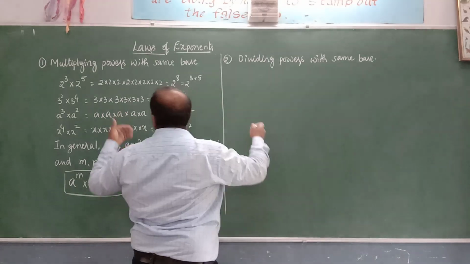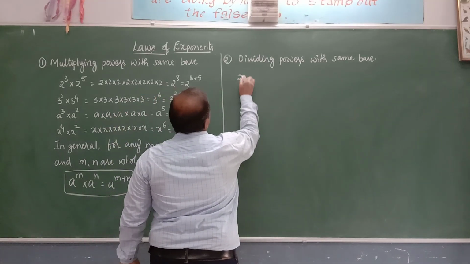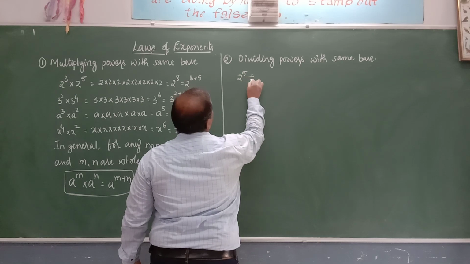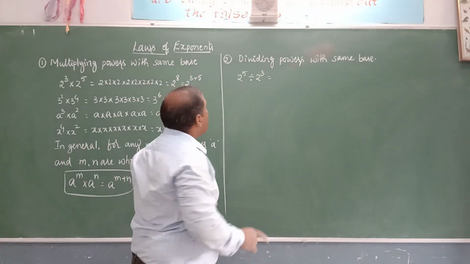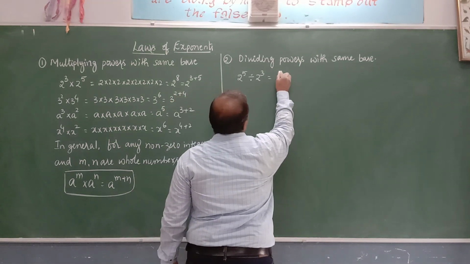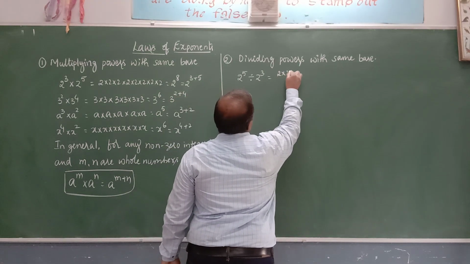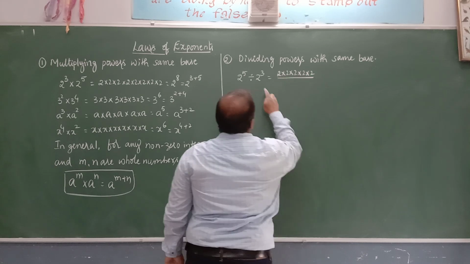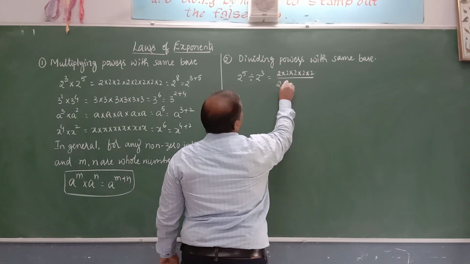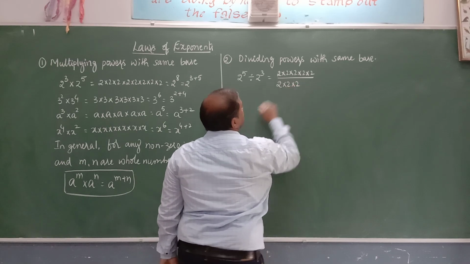Next, the second law, dividing powers with the same base. So you take an example here. 2 to the power of 5 divided by 2 cube. 2 to the power of 5 means 2 into 2 into 2 into 2 into 2, 5 times, divided by 2 cube, which means 2 into 2 into 2, 3 times.